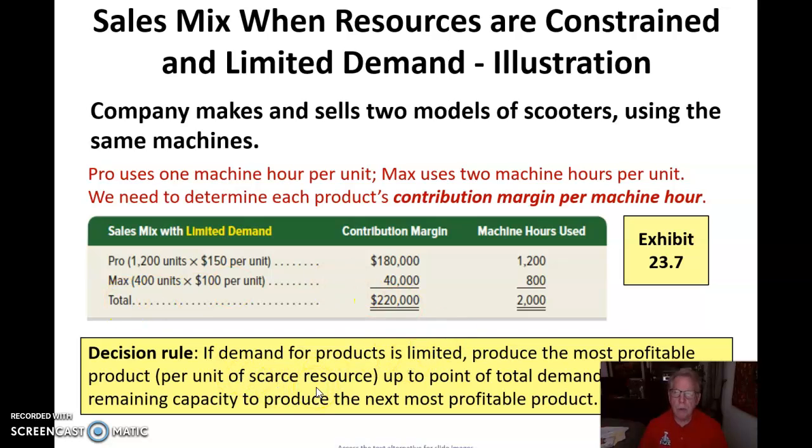I think when you go through this, you'll have a better idea. This is pretty straightforward, I think. The idea is to use the remaining capacity to produce the next most profitable product.